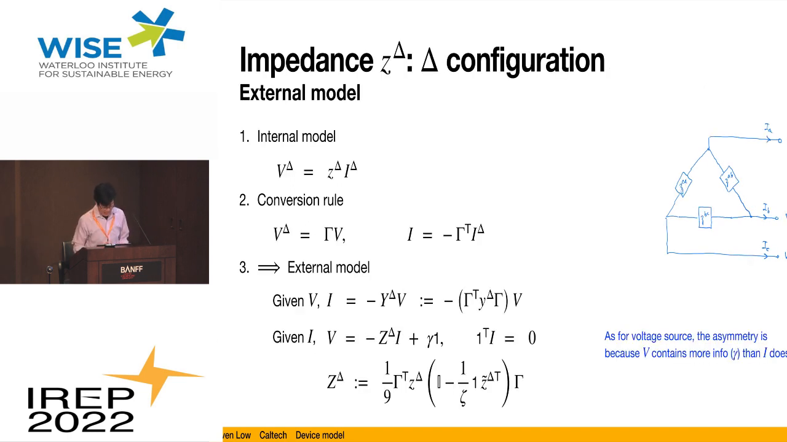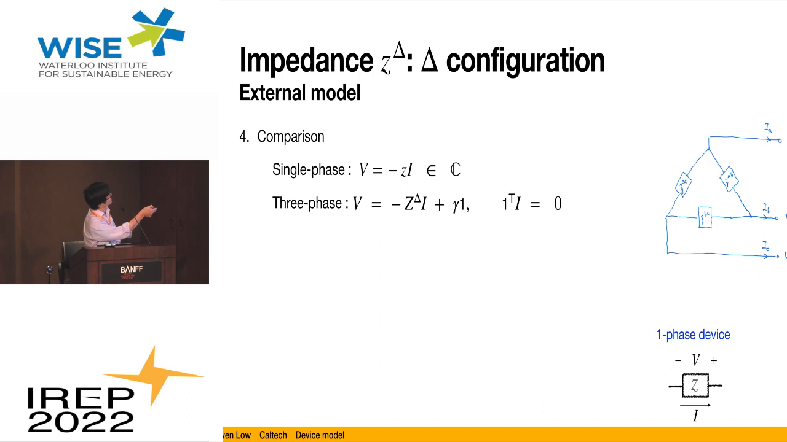Right? And similarly, given, okay, anyway, let me just compare. So this is single phase, and this is three phase. This is a little bit more complicated expression. It didn't show on the previous slide, but it's really simple to derive. Similarly, Z delta depends on the given impedances and also the configuration.